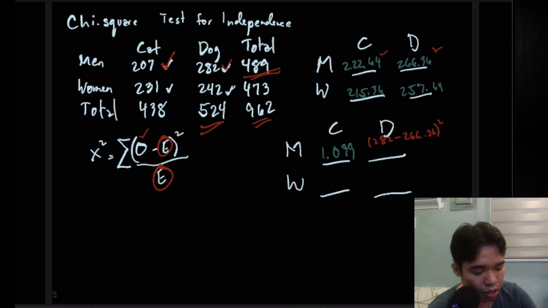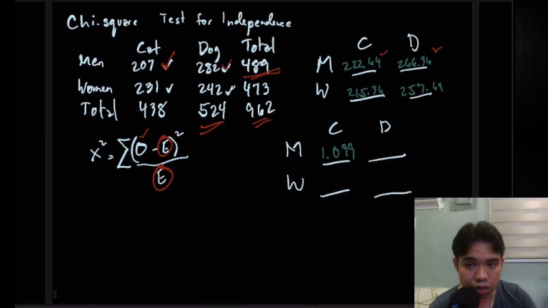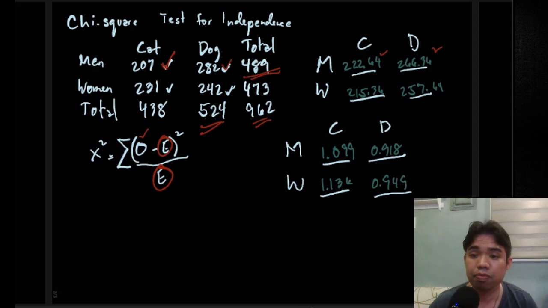0.36 squared divided by expected, so we'll just copy it. 266 minus 36. So it's going to be like that, and it's going to be the same procedure for the rest. Okay, so the answer for that is 0.918 if you compute that using your calculator. And then we will do the same for the rest, so I'll just fill in the answers, 1.136 and 0.949. So the same procedure: observed, square of observed minus expected, divided by expected value.